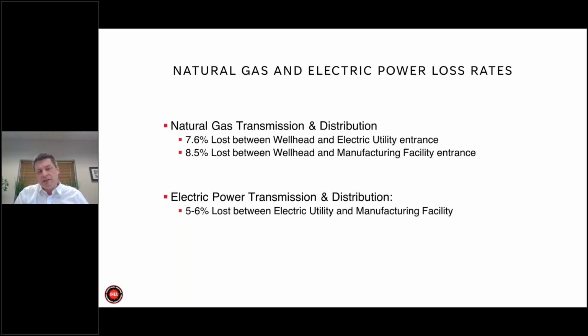The other thing is electric power transmission and distribution. For every kilowatt of electricity that an electric utility generates, 5 to 6% of it is lost in transmission over power lines. So if you have a natural gas fired power plant, you're losing natural gas before you get to the electricity, and you're losing electricity after it leaves the plant. Therefore, you're actually not getting a lot of the power out of the natural gas that you originally intended to get.